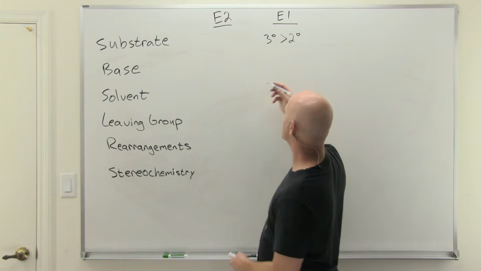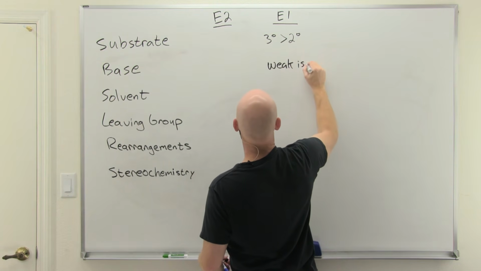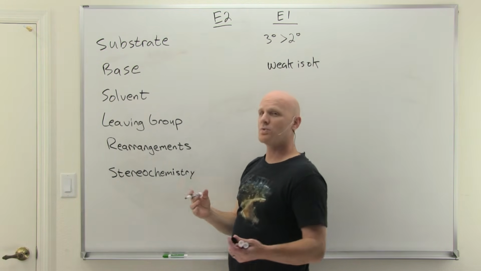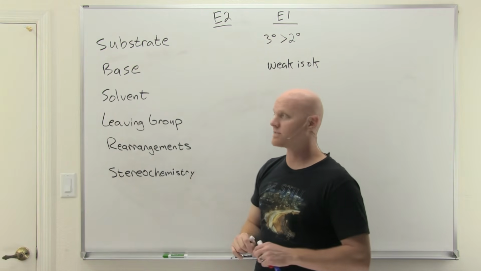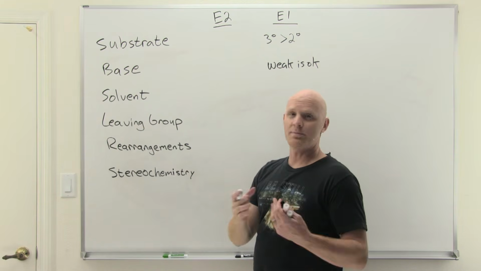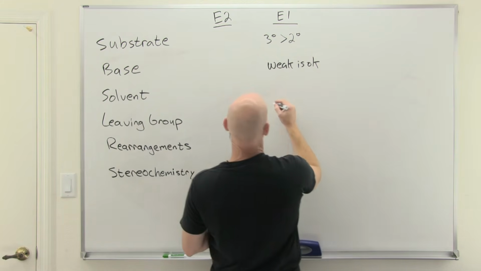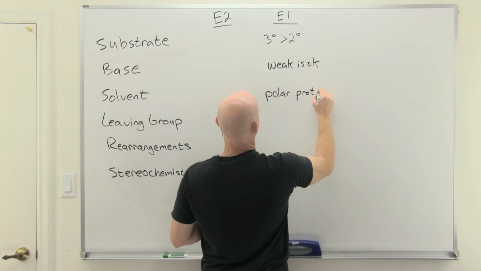So your base, it turns out, is not part of the rate determining step, and a weak base is okay. And again, most of your weak bases are going to be water and alcohols, which also qualified as weak nucleophiles for SN1 reactions. So your solvent, again, it's all about the carbocation, and to stabilize a carbocation, you have to have a polar protic solvent.